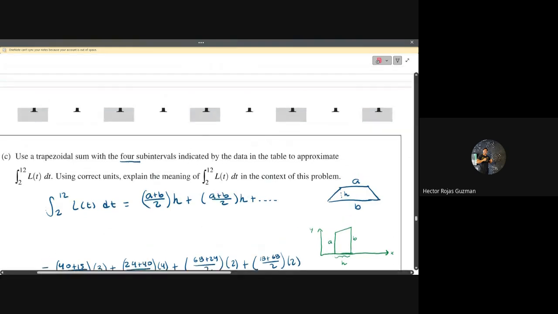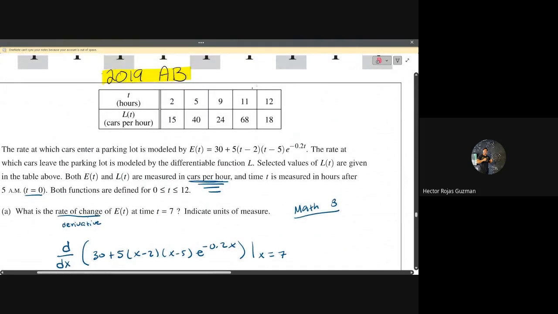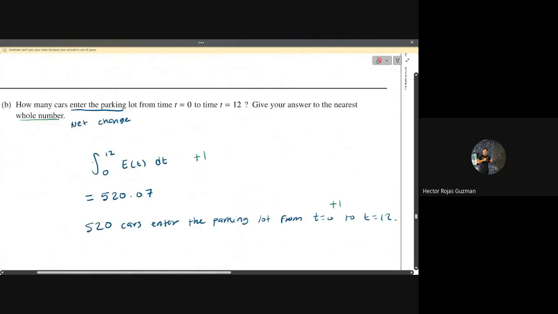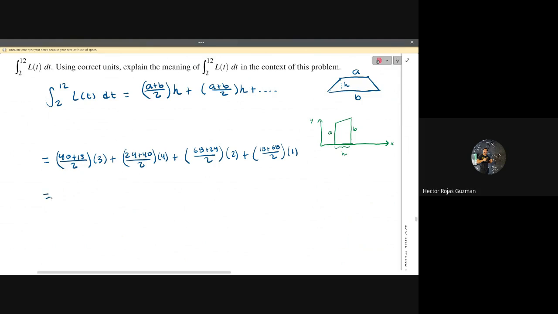times 2. Is it 2? The last one? Let me see. Oh no, the last x value is 1. I couldn't really read my notes. But yeah, you still have a calculator with you, so just carefully plug everything in. And that's going to give us 345.5.